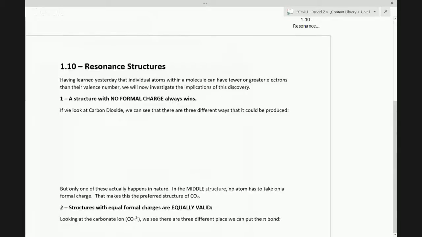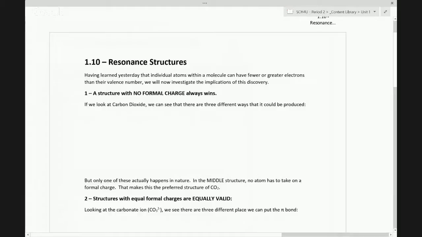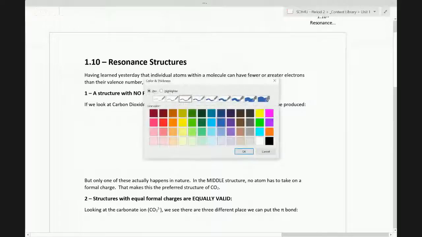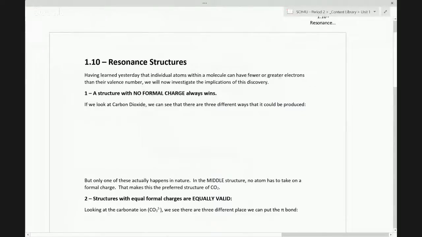All right, so this is our second reach ahead lesson. This one's on something called resonance structures. It's so hard to teach this unit and not talk about this stuff, and I decided not to with the general class just because there's only so much you can get to, and you kind of have to pick your battles. But this really is one that you want to talk about.